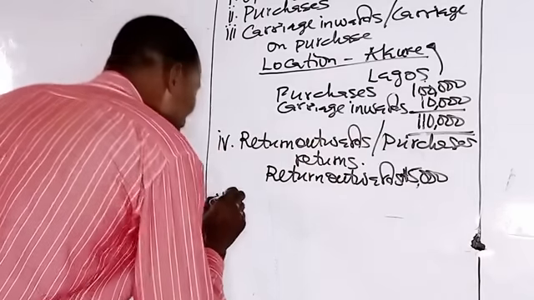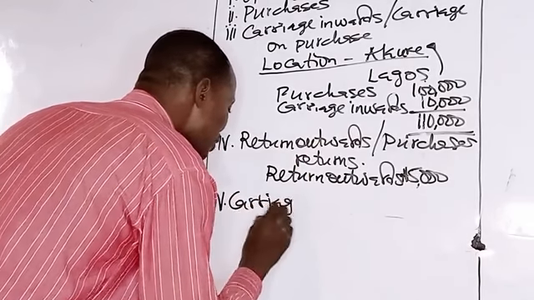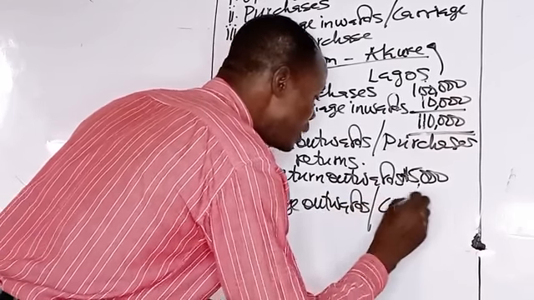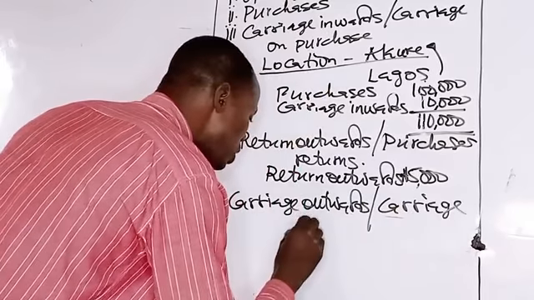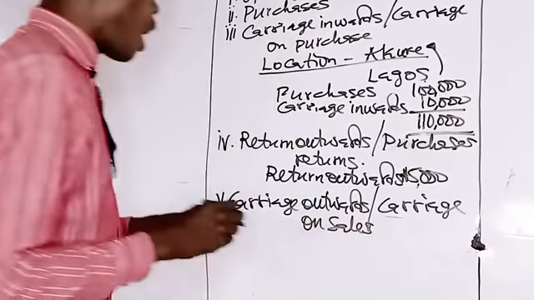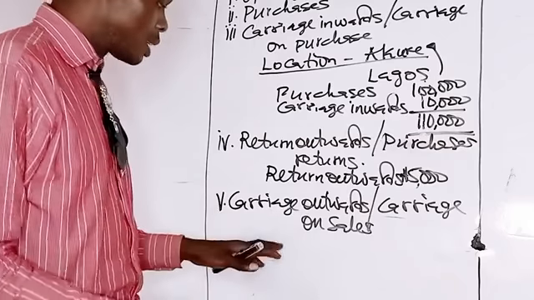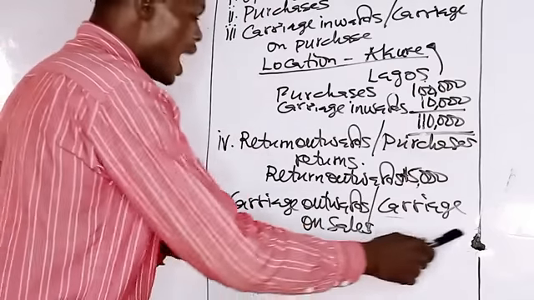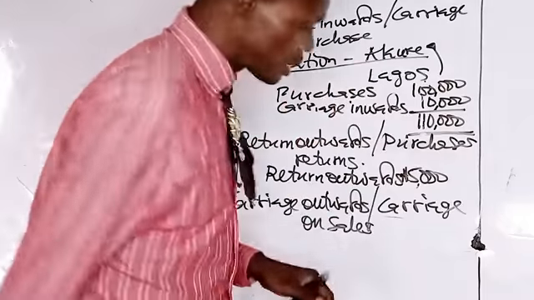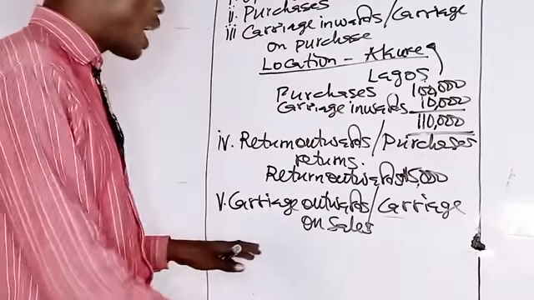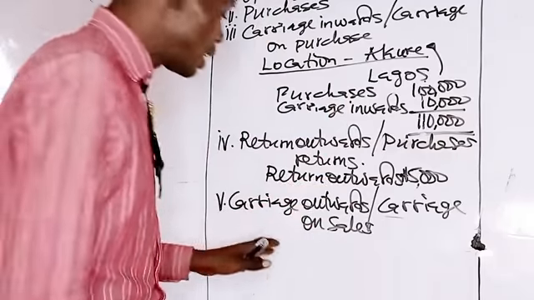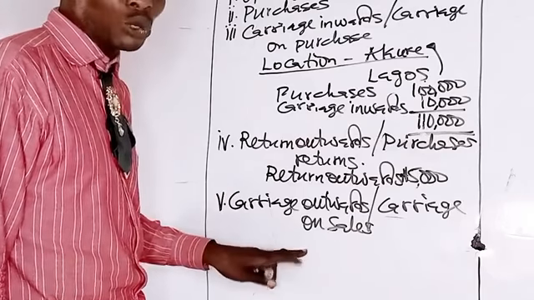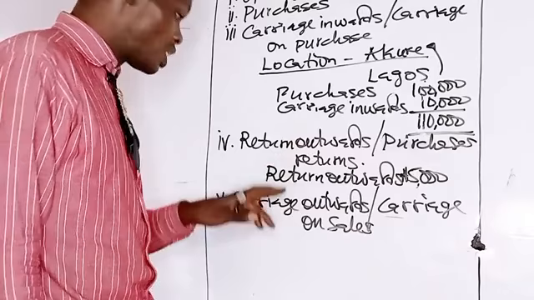Number 5, carriage outwards. Another word for carriage outwards is carriage on sales. You may call it carriage outwards or carriage on sales. That means expenses incurred in transporting the goods from the warehouse of the organization to the final consumers. The cost of transporting the goods from the warehouse of the organization to the final consumer is said to be the carriage outwards. Another word for carriage outwards is carriage on sales.